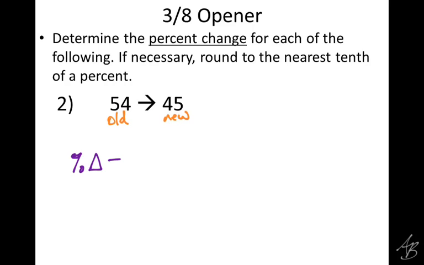Percent change equals 45 minus 54 over 54, and then multiply by 100%. All right, punch all that into your calculator. What do you get? 16.7%.